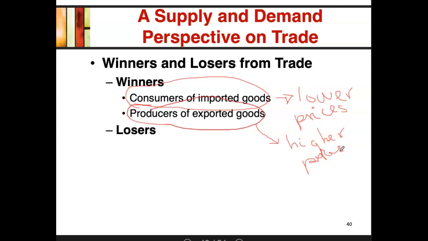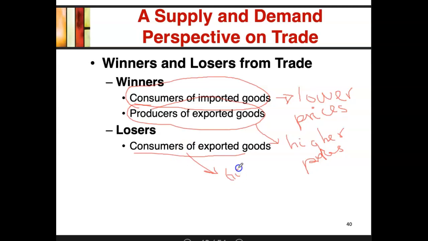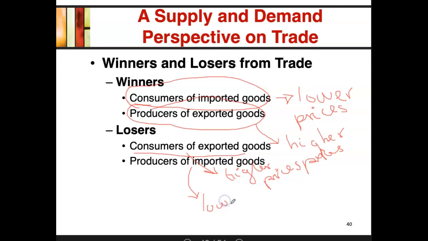Now, who are the losers of trade? Well, it's consumers of exported goods. Why? Because they face higher prices and things are relatively more expensive. And there's not enough production as well, because the majority of production is geared towards feeding outside demand. And producers of imported goods also lose because they face lower prices and hence can't make much of a profit.